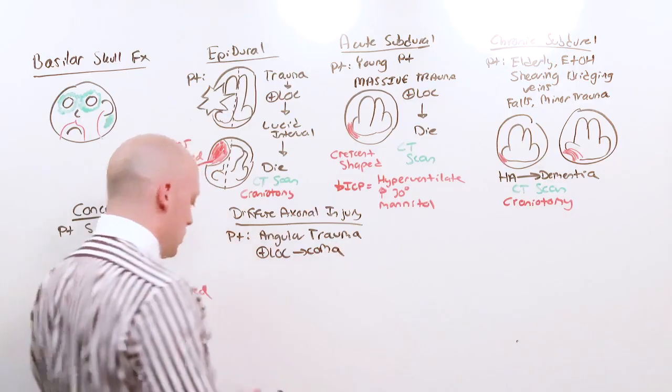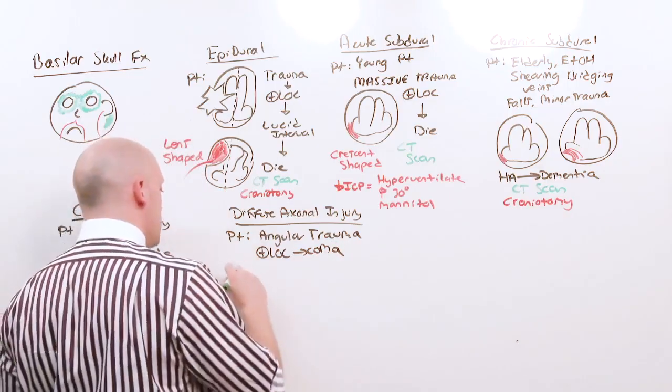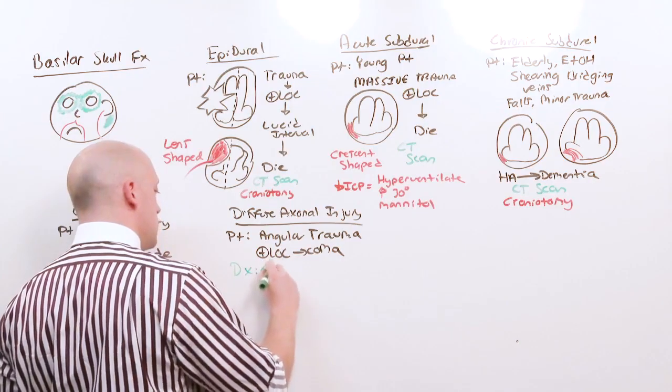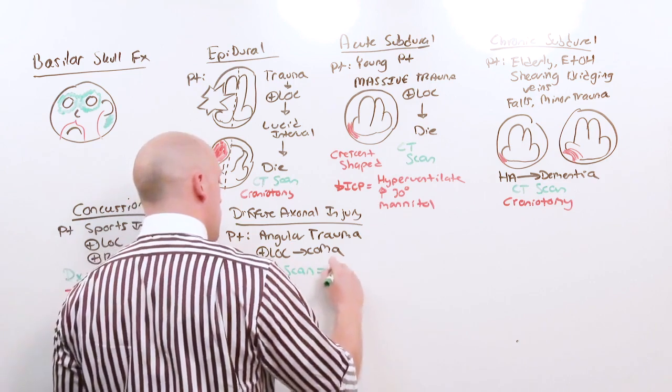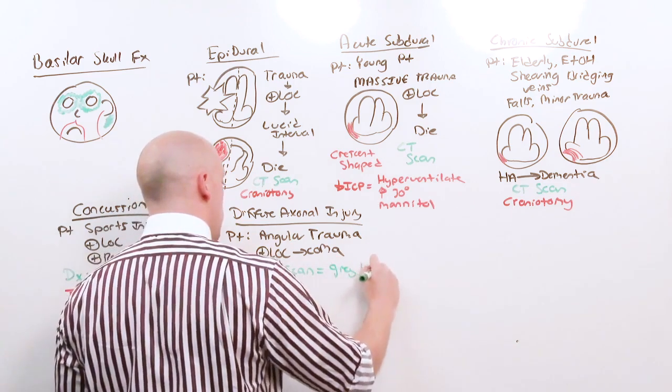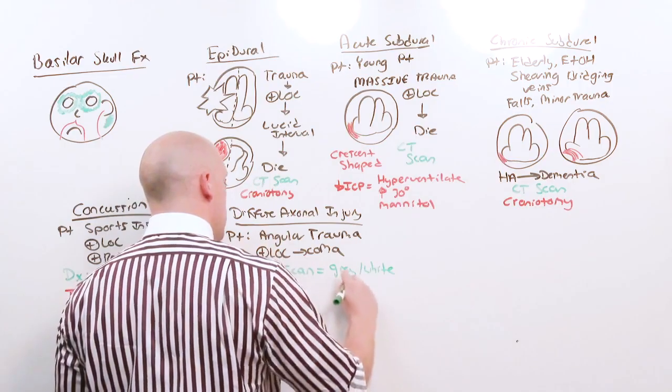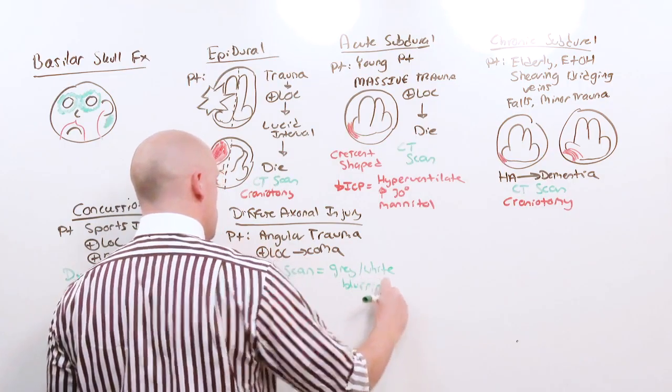This is diffuse axonal injury. The diagnosis is made with brain imaging. You can see it on a CT scan. The MRI is better. What you're looking for is gray-white blurring. If you see gray-white blurring, your diagnosis is done. They've got diffuse axonal injury.